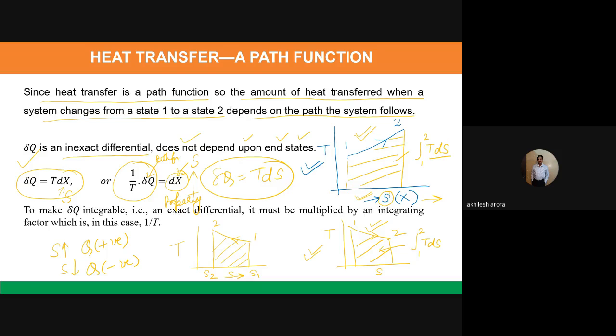This is a path function. So how can we get the change in property from a path function? That is shown in this particular equation. What we have done is multiply this delta Q by an integrating factor, which is 1 by T. To make delta Q integrable, that is an exact differential, it must be multiplied by an integrating factor, which in this particular case is 1 by T. So I think this is clear to you now.